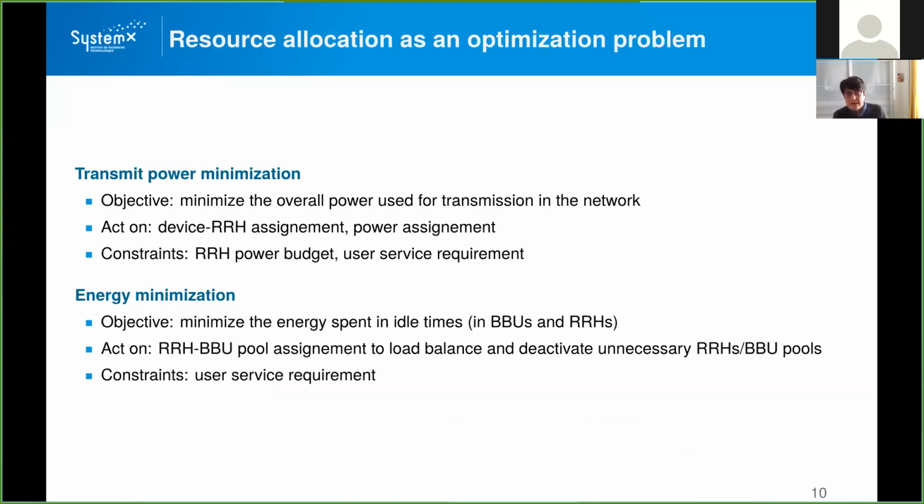And so usually resource allocation is attacked as an optimization problem, and you can find many angles to define these optimization problems. Sometimes you will want to minimize the power that you use to transmit. So you are going to act on the device-RRH assignment and on the power assignment, and you will have constraints that come from the overall power budget and the requirement of service to the users. Sometimes you will want to minimize the energy spent in idle times. This is what we were saying just a few minutes ago. You act on which RRH you activate, and on the clustering of the RRHs that get assigned to the same BBU pool. And you're once again working under quality of service requirements.